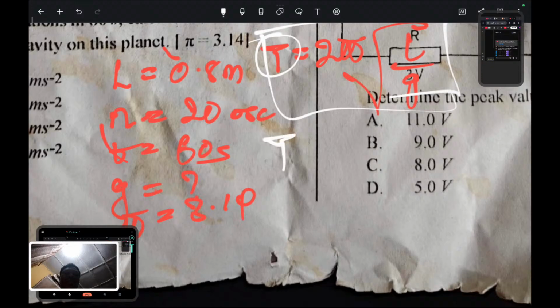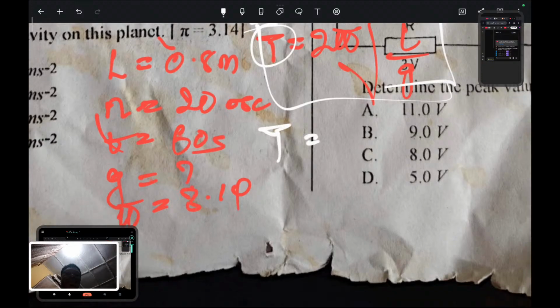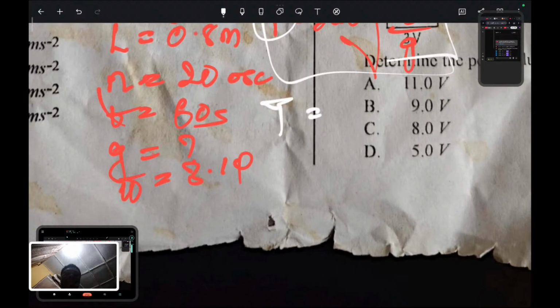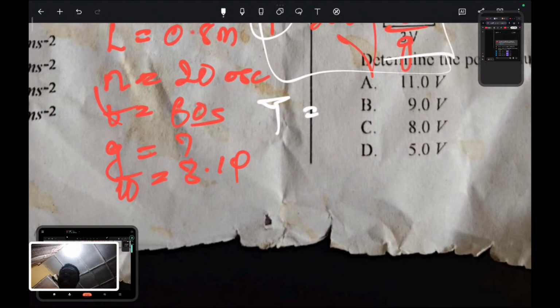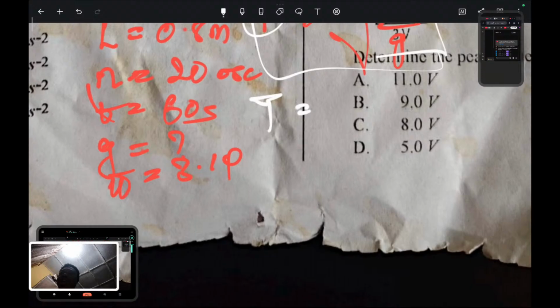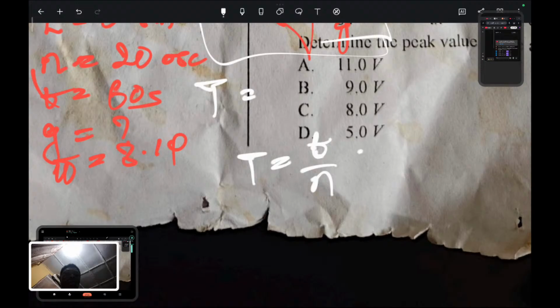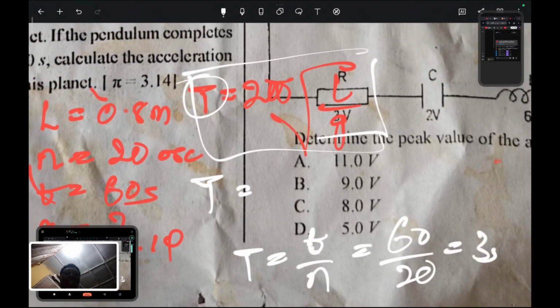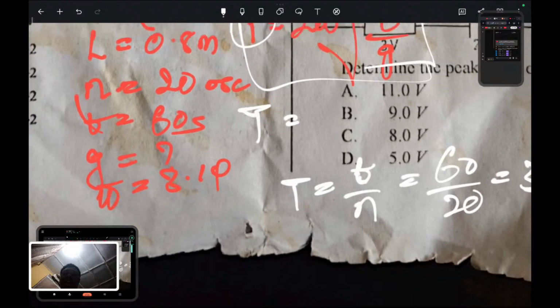And of course, you know that based on definition, period is the time taken to complete one oscillation. So you need to find your period, and you can do that before even substituting, so that T equals the time over N. You know this formula now, right? So we have T as 60 over 20, which gives us 3 seconds. So with this, we can solve for this particular problem.